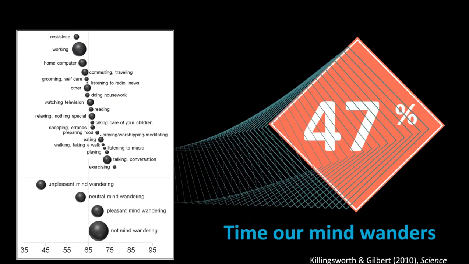So this is a key finding from a study that was published 10 years ago, where about 3,500 people were queried on their smartphones with, of course, their permission, and they were asked three questions. The first question is, what are you doing right now? The second question is, where is your mind right now? Is it focused on what you're doing, or is it focused elsewhere? And the third question is, right at this moment, how happy or unhappy are you right now?